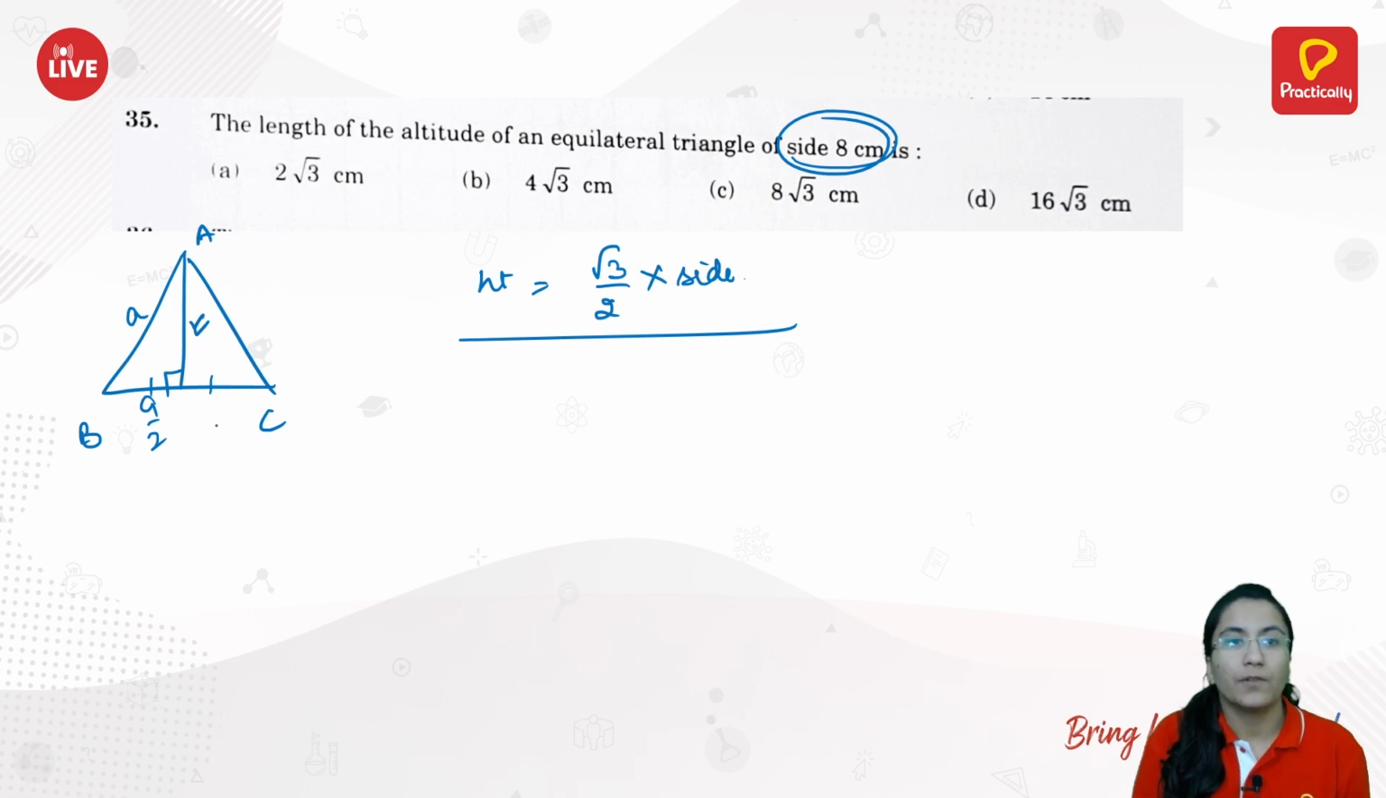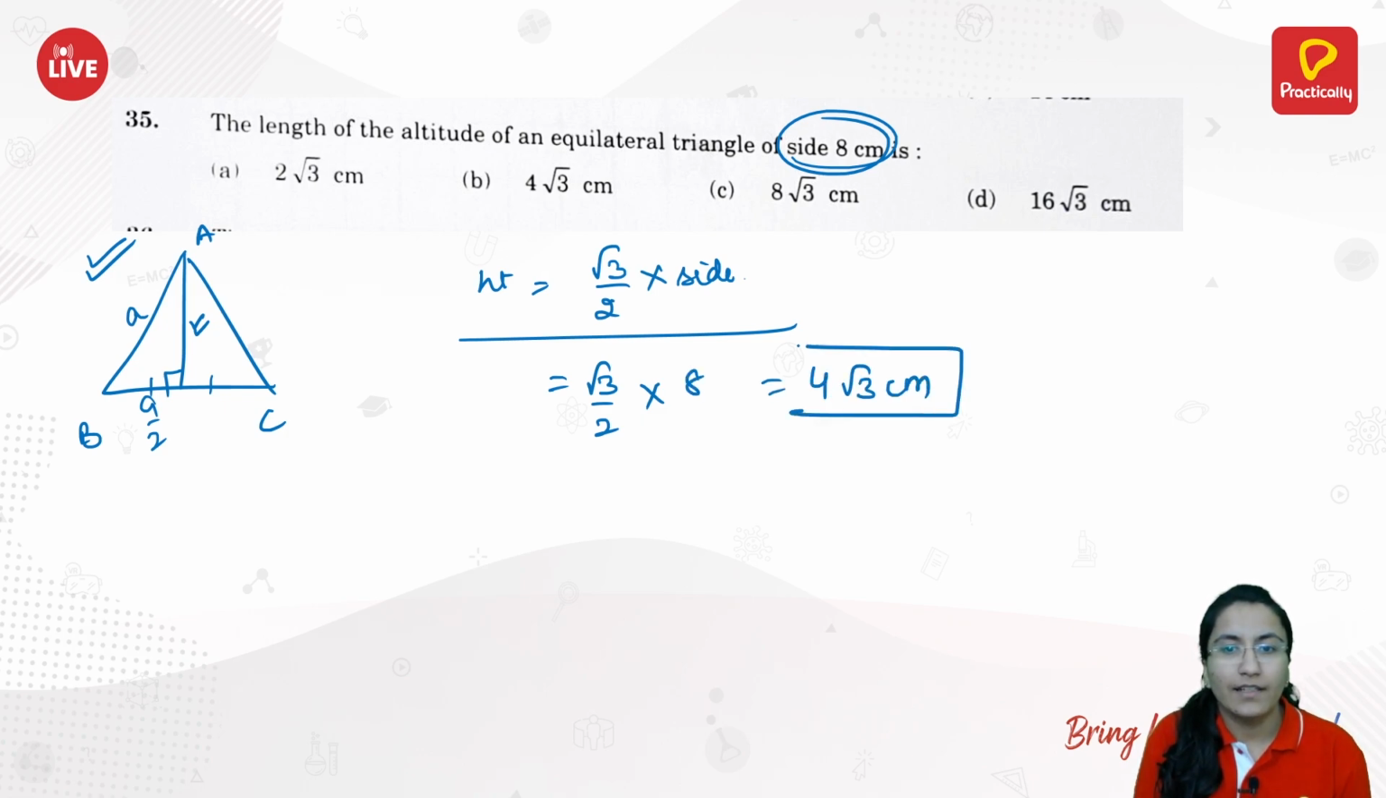This was the way out. If in examination you haven't memorized this formula, some students might have solved it using this method. So if you go by this method, root 3 by 2 into 8, that is 4 root 3 centimeter as the correct answer, which is option B.